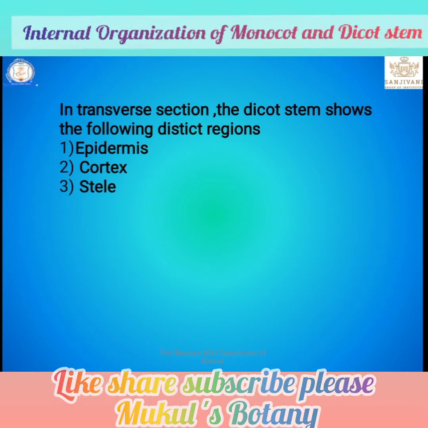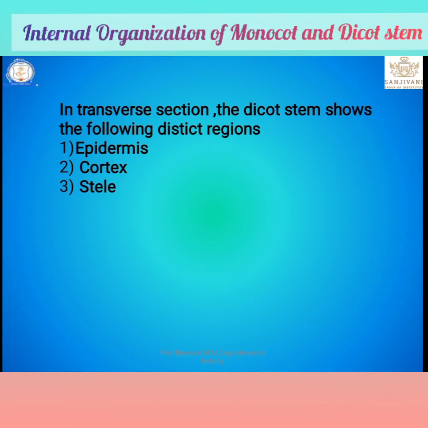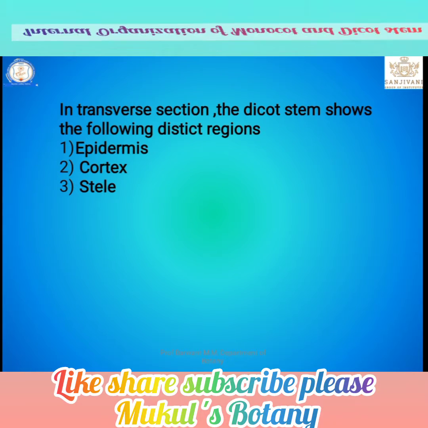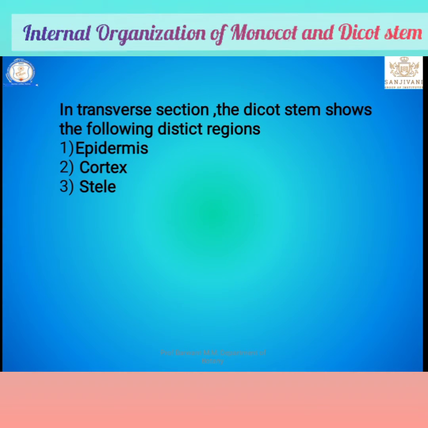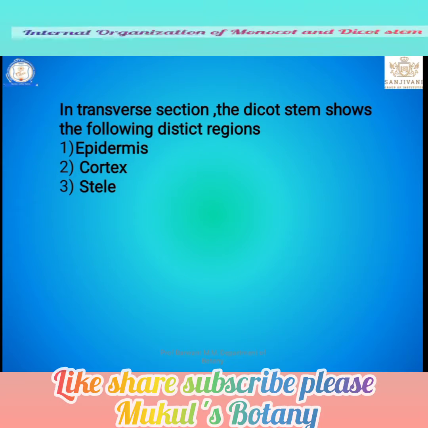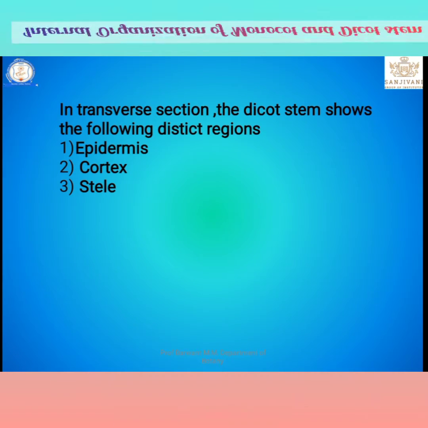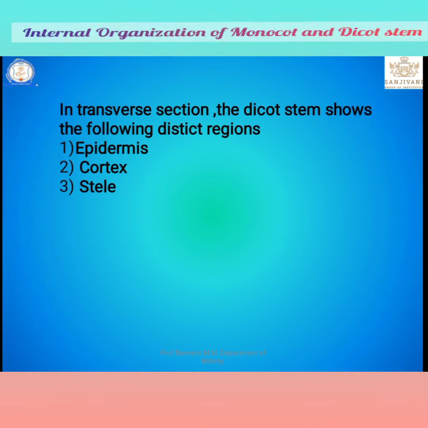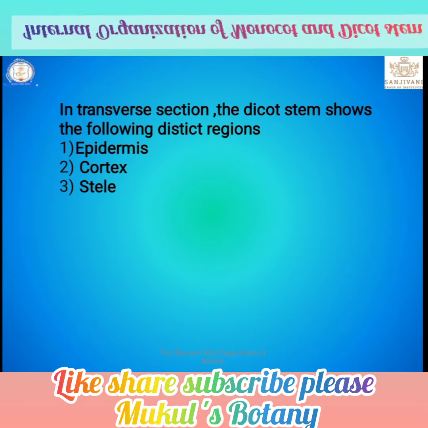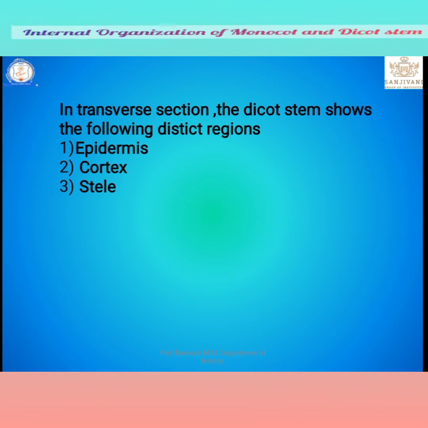I have explained the internal organization of any part. There are mostly three important parts. First, the epidermis. Second, the cortex, and third, the stele. Let's see where these parts are situated. In the case of a root, there is only one difference: instead of epidermis, there is the epiblema. But all the remaining parts are arranged in the same way.